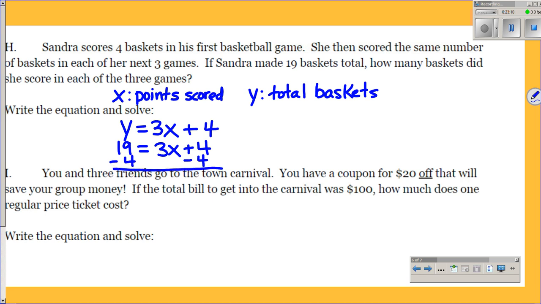19 minus 4 simplifies to 15. Our 4 minus 4 equals 0, so on the right side we're just left with the 3 times x. Now divide by 3, divide by 3. 15 divided by 3 calculates that she scored 5 baskets in those last 3 games.